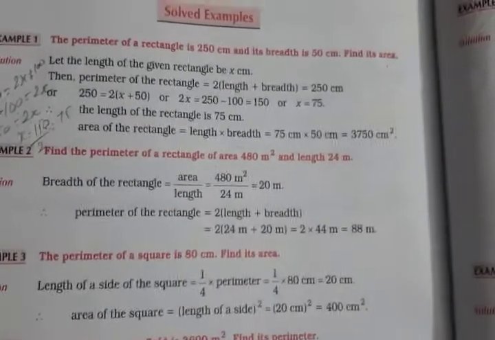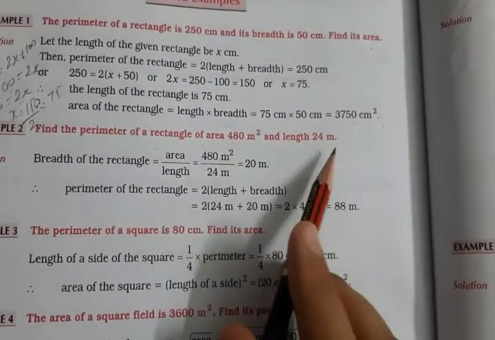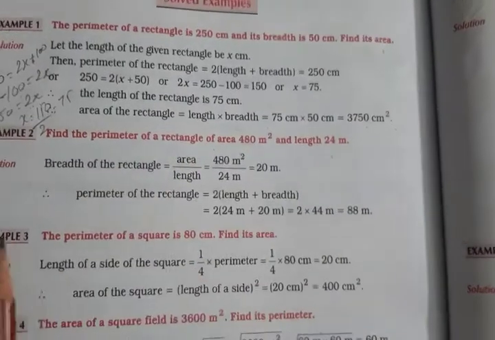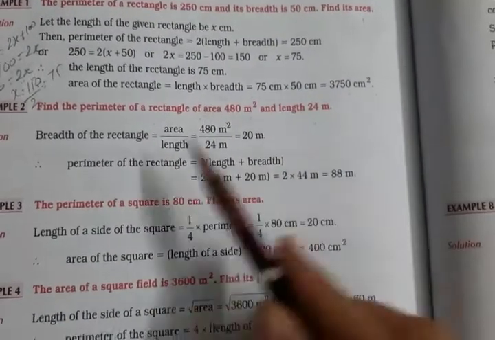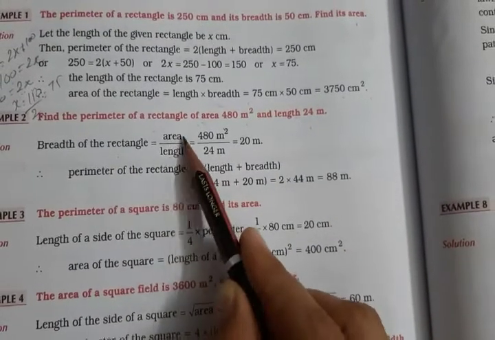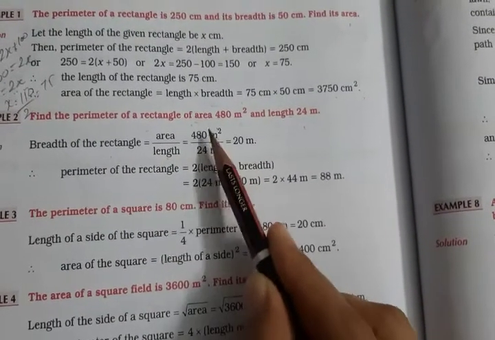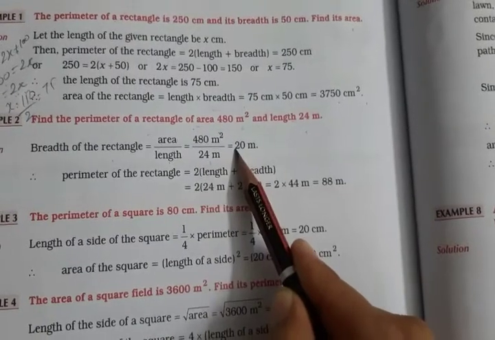Now how to find it? Firstly, we have been given an area and length. We will find the perimeter of the rectangle. अब एरिया गिवन है और लेंथ गिवन है, ब्रेथ फाइंड कर लेंगे. How we will find the breadth of the rectangle? That is area divided by length. ठीक है. After dividing, putting the value, we will get 20 meter.